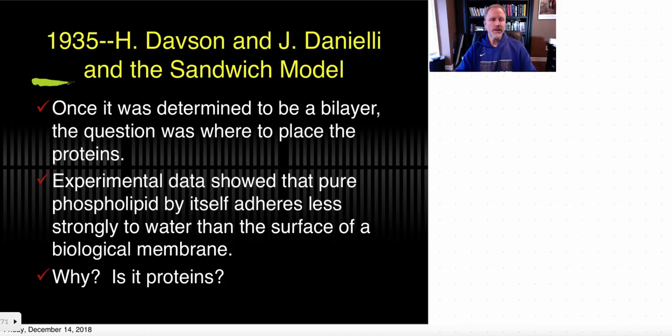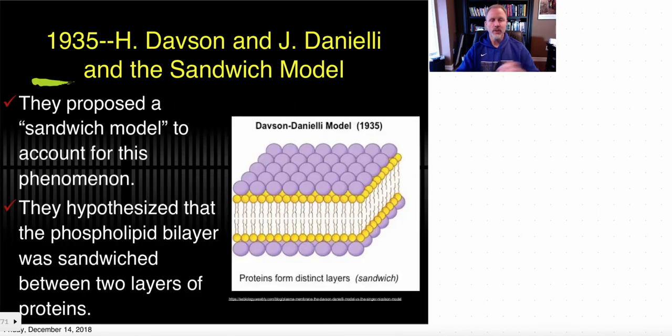So continuing on, Davson and Danielli kind of extended some of the work of what they were doing, and once they determined that it was a bilayer, the big question became, where do you place these proteins, and why do you place them there? And they came up with what was known as the sandwich model, which we talked about, because what you've got is this layer of lipids in between two layers of proteins, because they found that the proteins actually interact with the water much better than the phospholipid heads, so to speak. And this is kind of what came up with their hypothesis.